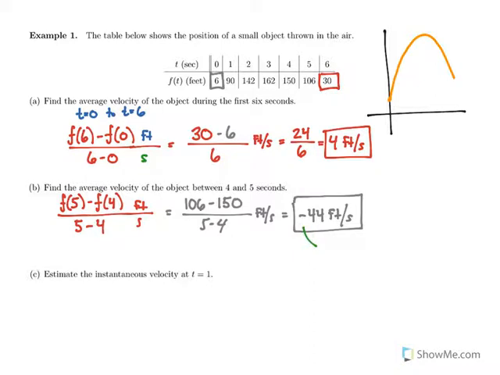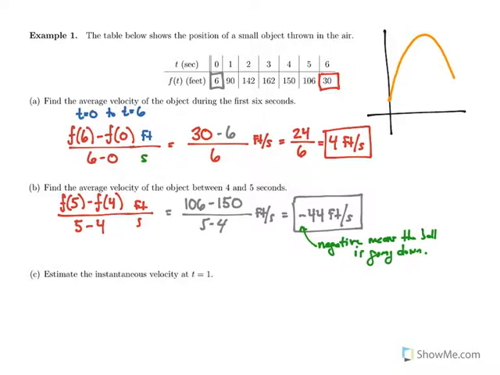So what does the negative mean? This is a negative velocity, which means the ball is going down. If I asked what the average speed was, the average speed would just be positive 44 feet per second, but velocity gives us a little more information. In this case, we are going down at that point.